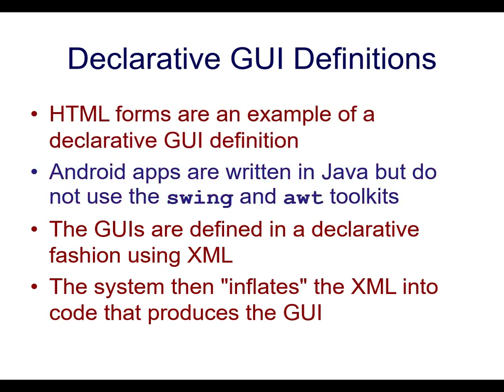Android apps are written in Java, but do not use the Swing and AWT toolkits like ordinary Java programs. The GUIs are defined in a declarative fashion using XML. The XML tags are similar to the ones used with HTML. The system then inflates the XML code that produces the GUI. The inflation process is similar to what occurs when GUI generators produce Java code.